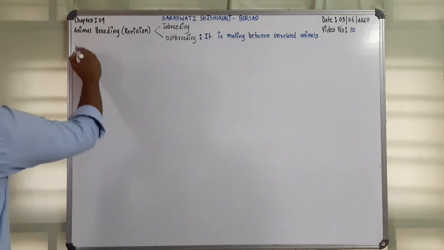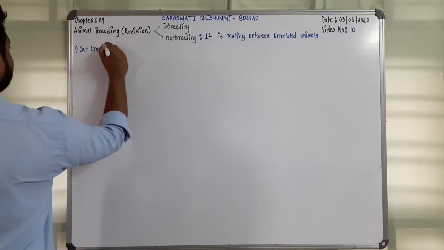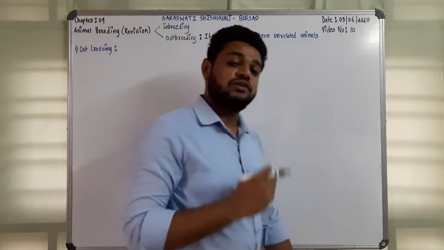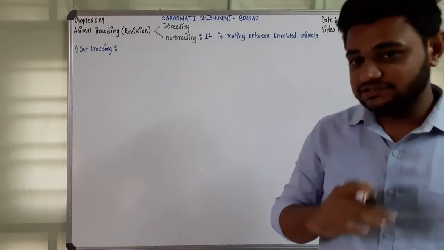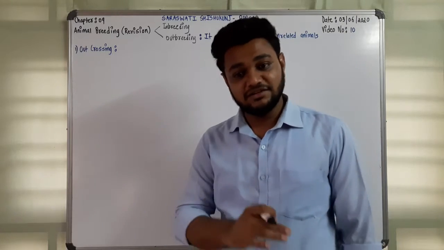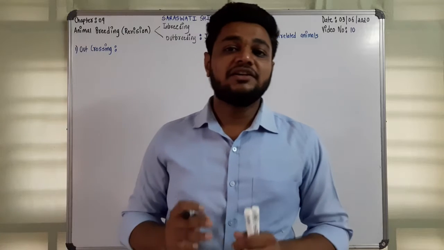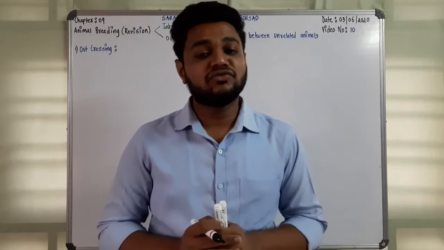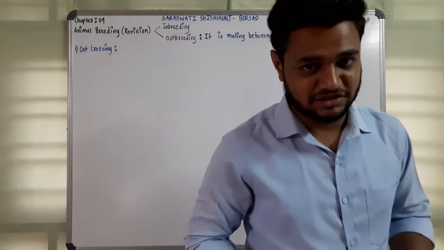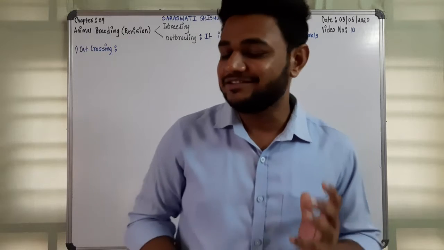Let's see what is outcrossing. See students, this is very important. It has many advantages also. I have already taught this topic, but this is a revision, and we need to understand it in detail. Outcrossing is the mating between two animals of the same breed but having no common ancestors on either side of the pedigree up to 4 to 6 generations.